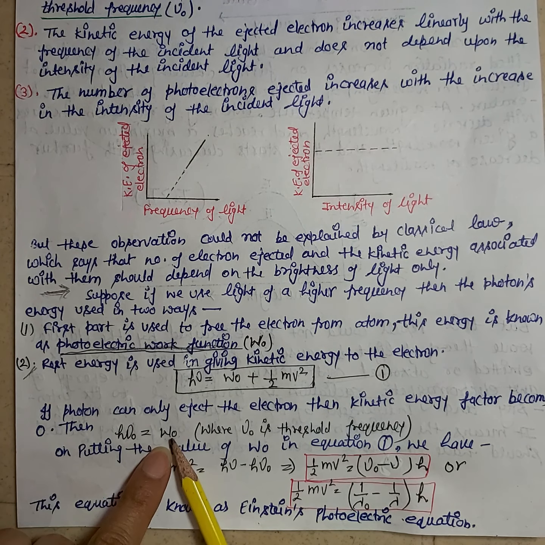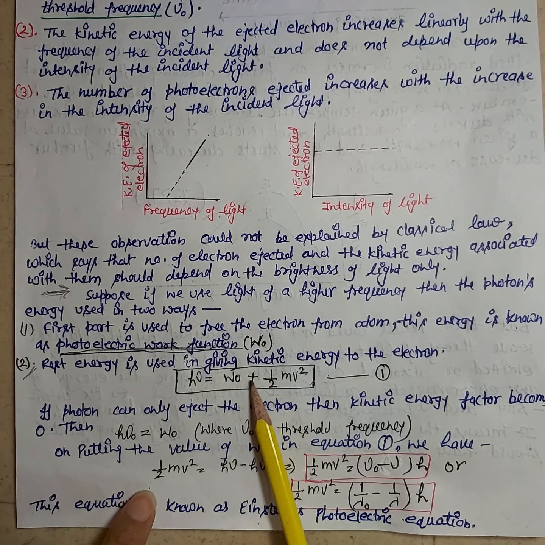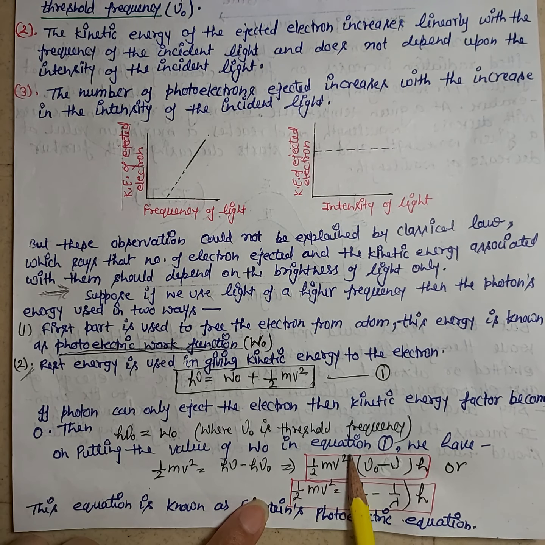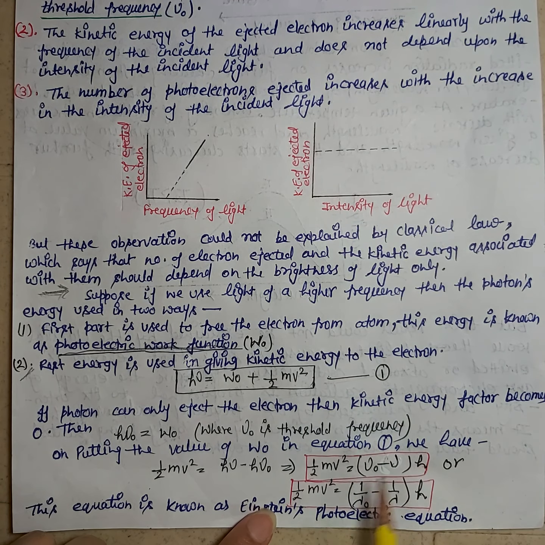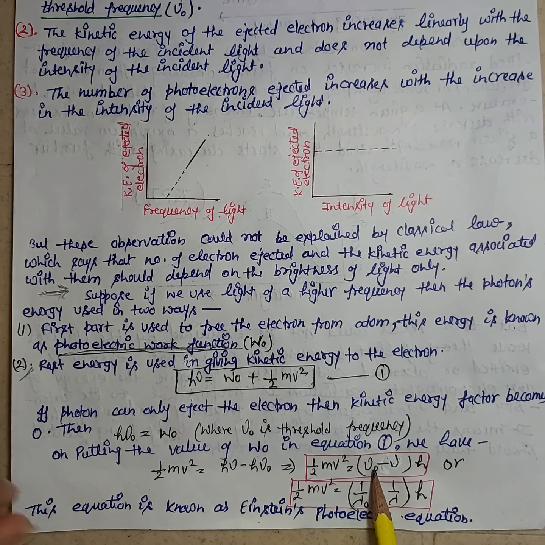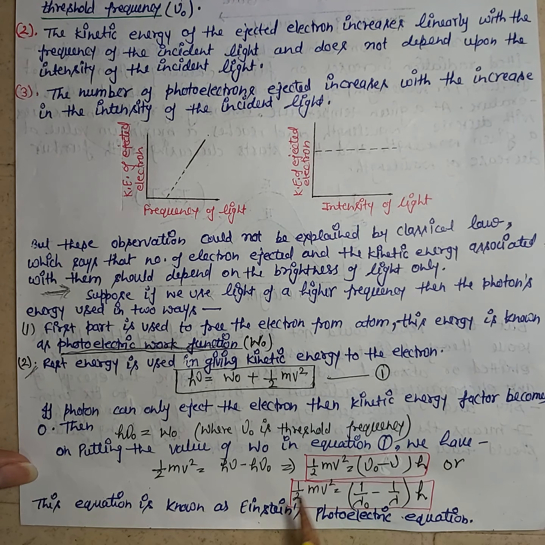On putting the value of W naught in equation 1, we will have half mv square equals h nu minus h nu naught, or half mv square equals hc upon lambda minus hc upon lambda naught, as we know that nu equals c over lambda. This equation is known as Einstein's photoelectric equation.